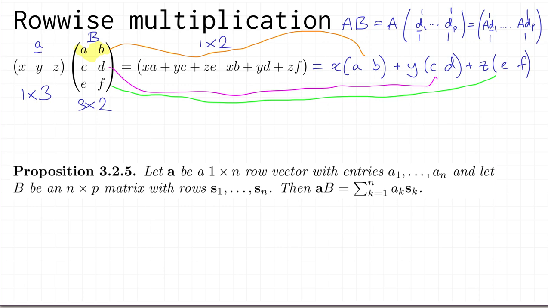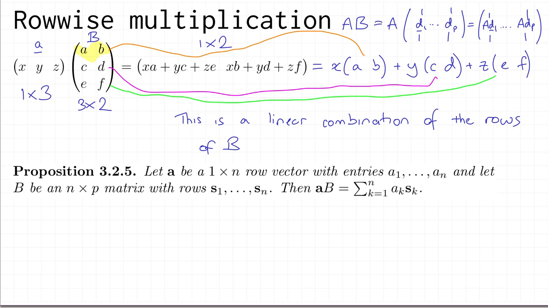So let's write this down. This is a linear combination of the rows of the matrix B. When you multiply a row vector into a matrix, the result is a linear combination of the rows of that matrix.